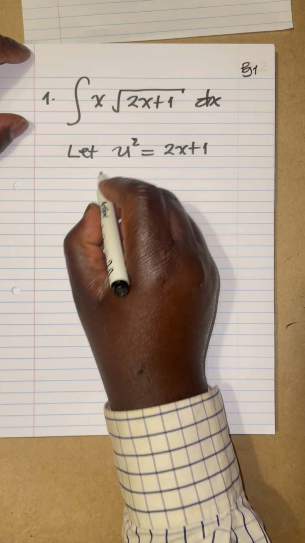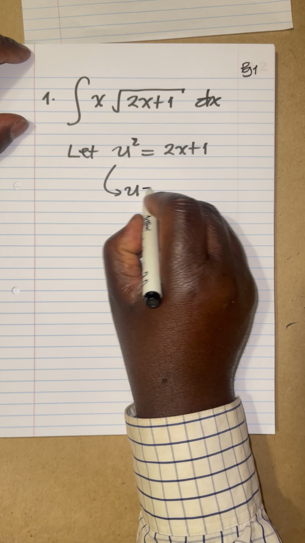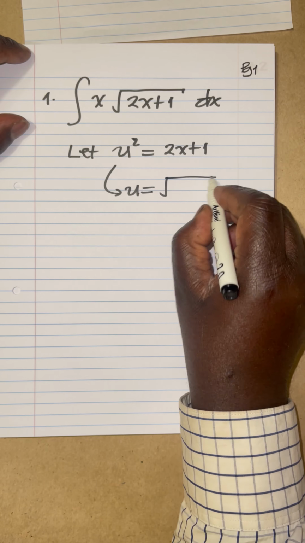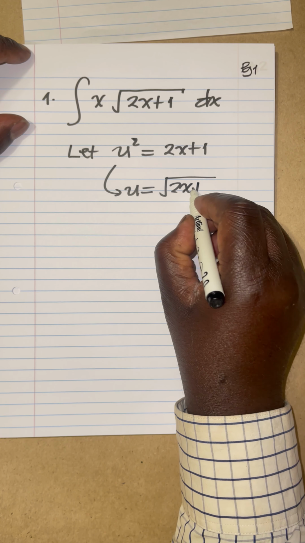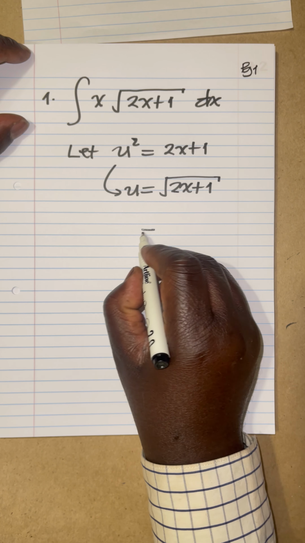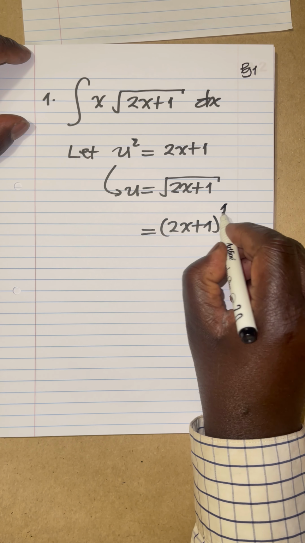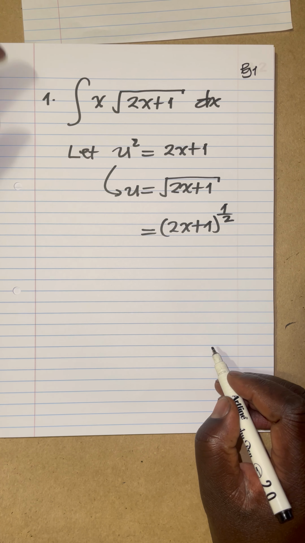The first one is take the positive square root of both sides. You're going to get u being equal to the square root of 2x plus 1. And yes, this can also be written as 2x plus 1 to the power half. That's the meaning of square root.